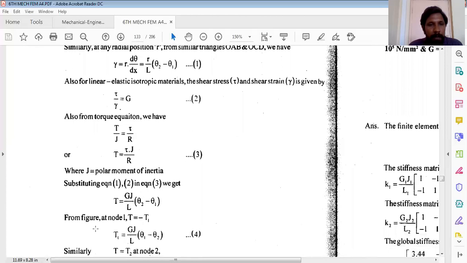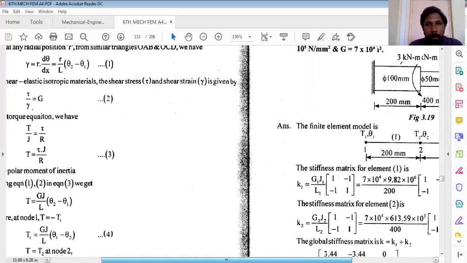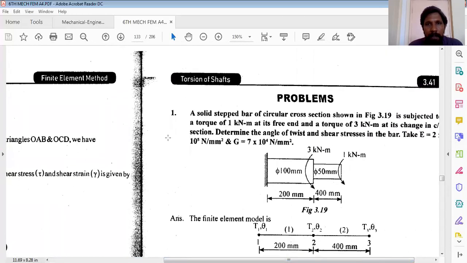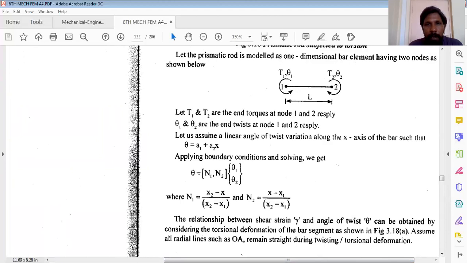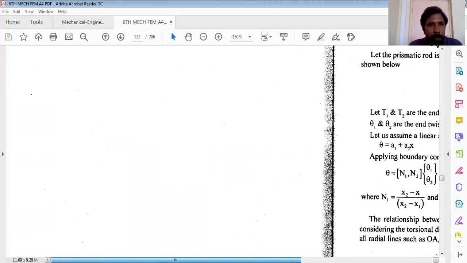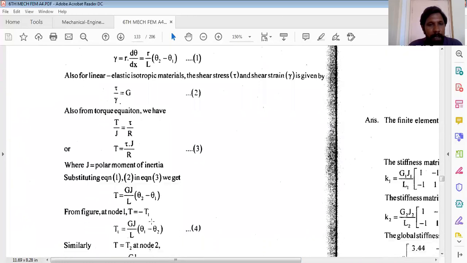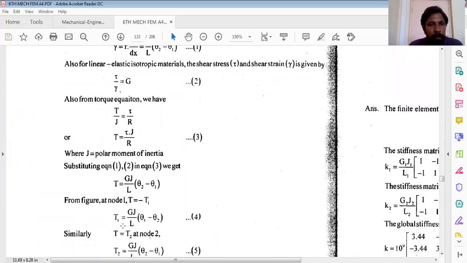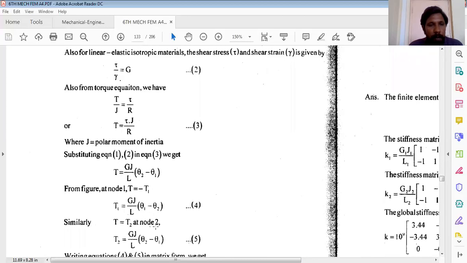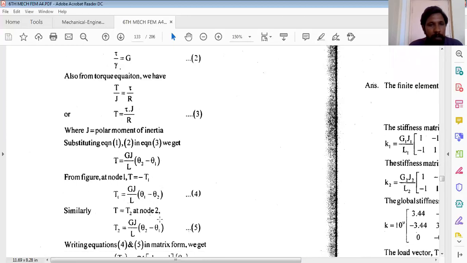When you see the figure, at node 1 T is minus T1. Looking at the figure once again, at node 1 the torque is acting in the anti-clockwise direction, and in case of node 2, it is acting in the clockwise direction. So at node number 1, T is considered as minus T1, and therefore T1 is equal to GJ by L (theta 1 minus theta 2), and at node number 2, T2 is GJ by L (theta 2 minus theta 1).